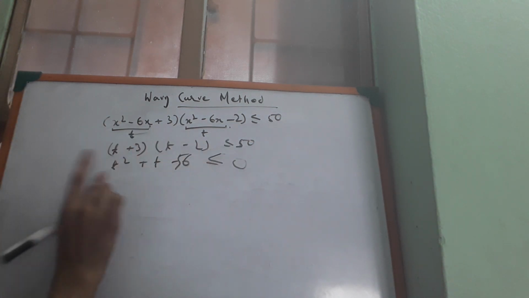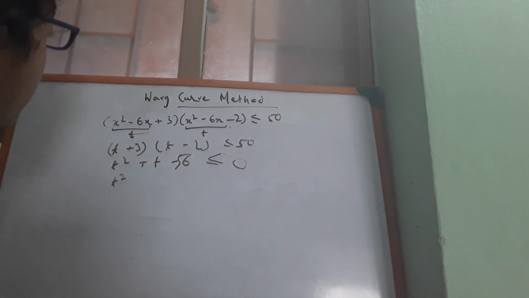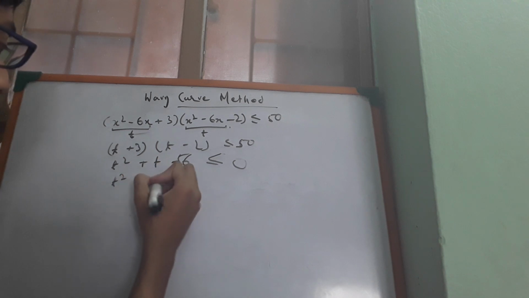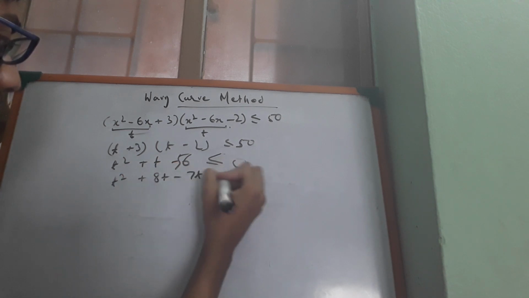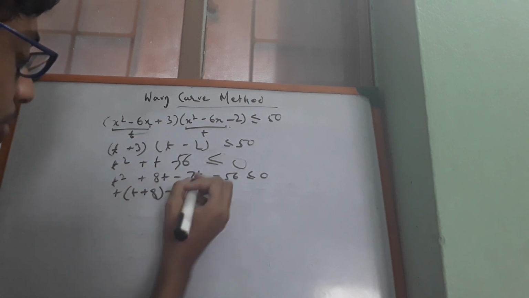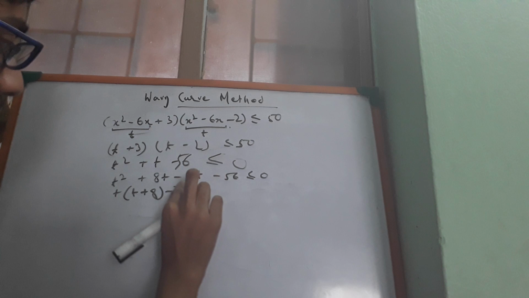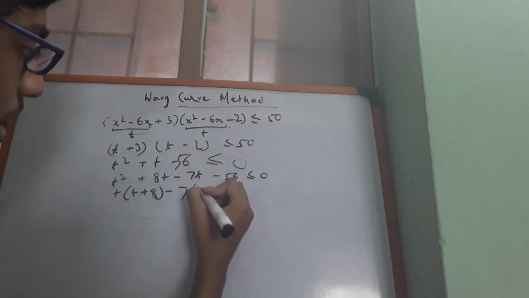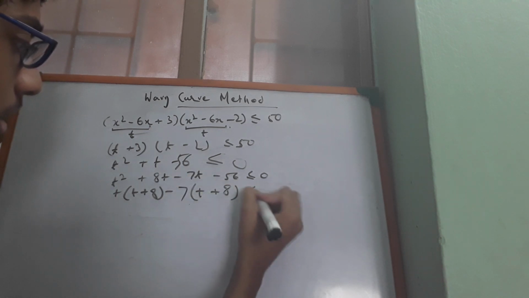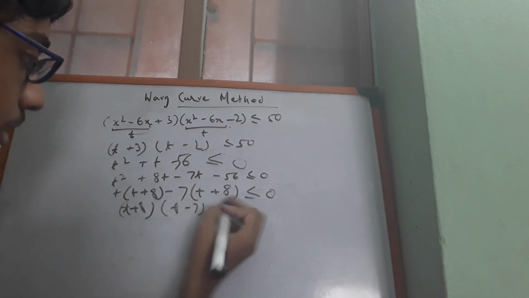t square plus t minus 56, obviously, because, see, 8 times 7, so t square plus 8t minus 7t minus 56 less than or equal to 0. So if you take the t common, t plus 8, and if you take 7 common, we can take the t common here, then t plus 8 less than or equal to 0. So (t plus 8)(t minus 7) less than or equal to 0.